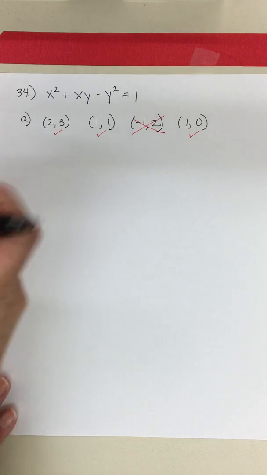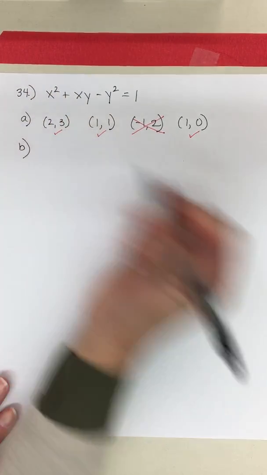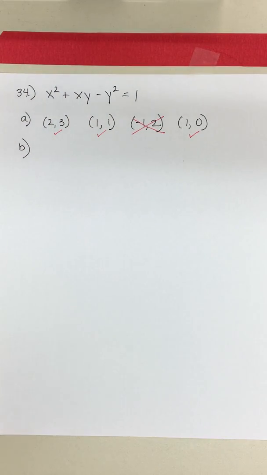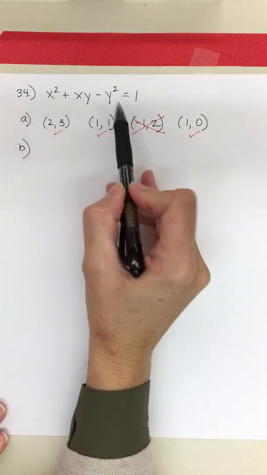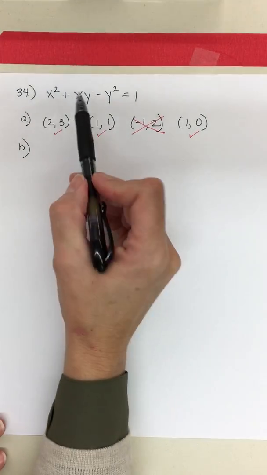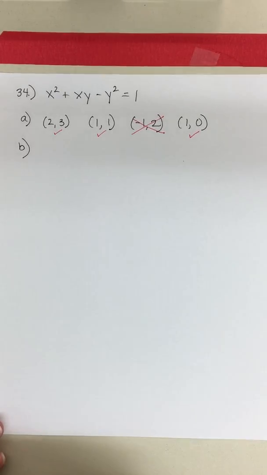Part B says to write the equation of the tangent at each of those points. So that's like doing 3 problems. So first we need to find the slope, and that means find the derivative. And because there are x's and y's in here, you're going to use implicit differentiation.